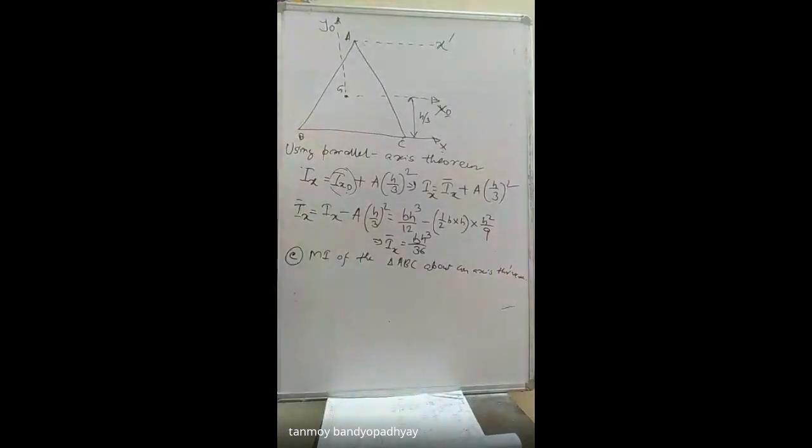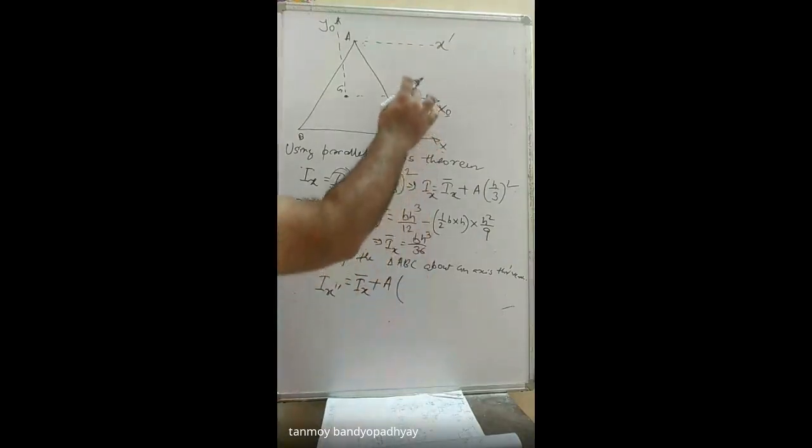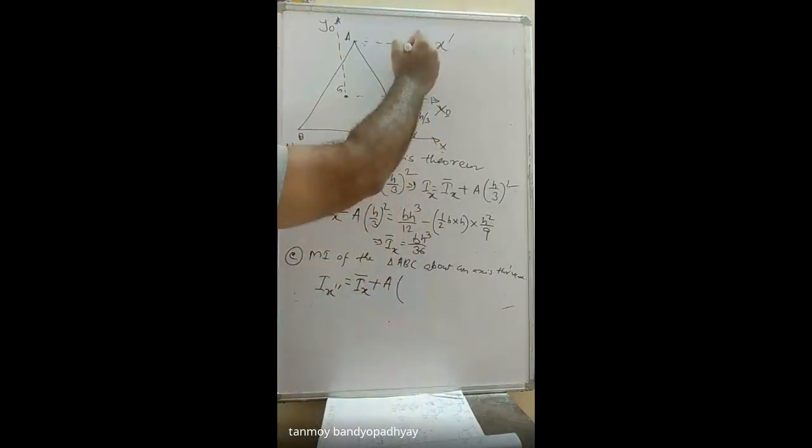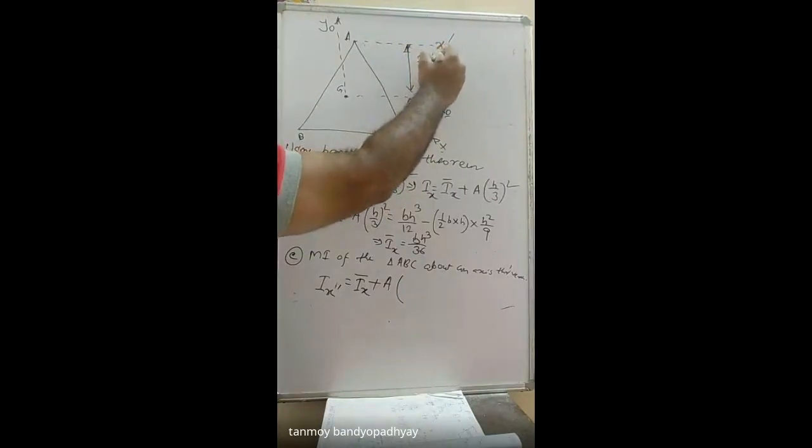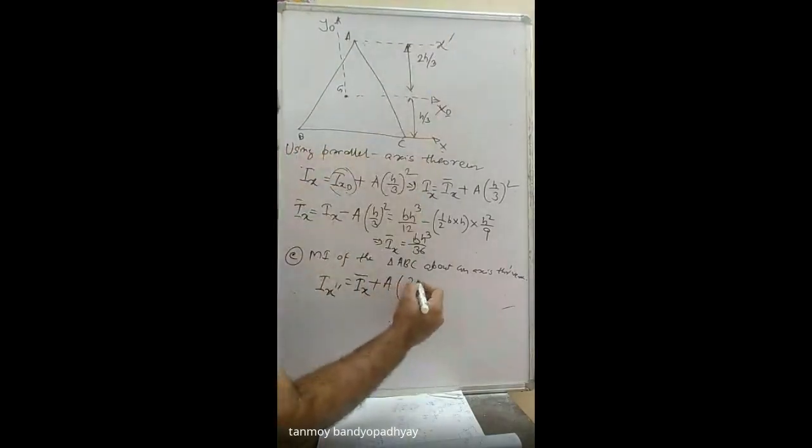So in this case, using the parallel axis theorem, Ix dash should be equal to Ix bar. Now every calculation will involve Ix bar. Once you know Ix bar, you can calculate everything. So that should be Ix bar plus area of the triangle into distance between the axes. If this was h by 3, this one will be equal to 2h by 3. So the distance between the two axes is 2h by 3 whole square.